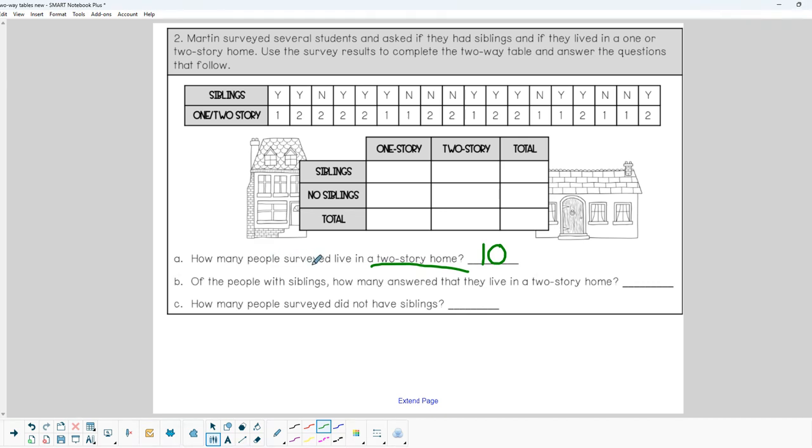Of the people with siblings, how many answered that they lived in a two-story home? Okay, so what you need to do is come along and find where it says yes for siblings, and then look down and see if there's a 2 underneath it. So there's 1, 2, 3, 4, 5, 6, 7. So 7 people who said they have a sibling also lived in a two-story home.